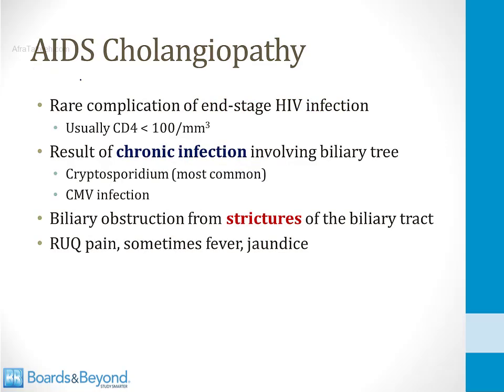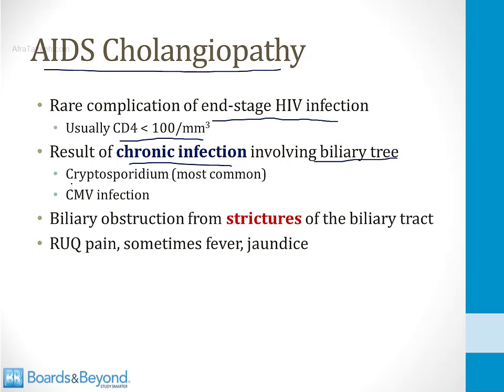Now let's move away from the gallbladder and talk about some disorders that involve the bile ducts and biliary tree. The first one we'll talk about is relatively rare. That's called AIDS cholangiopathy. This is a rare complication of end-stage HIV infection. You have to have a very low CD4 count, usually less than 100. This isn't seen much in the era of antiretroviral therapy, but it used to occur more commonly when there weren't effective therapies for HIV. It's the result of chronic infection involving the biliary tree.